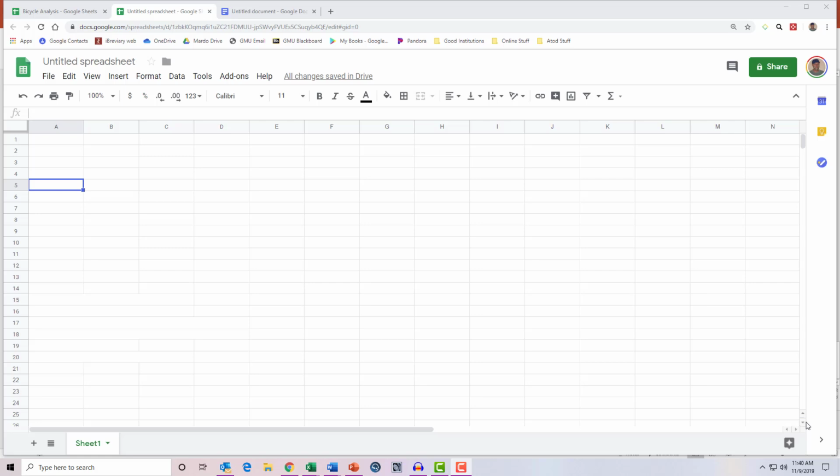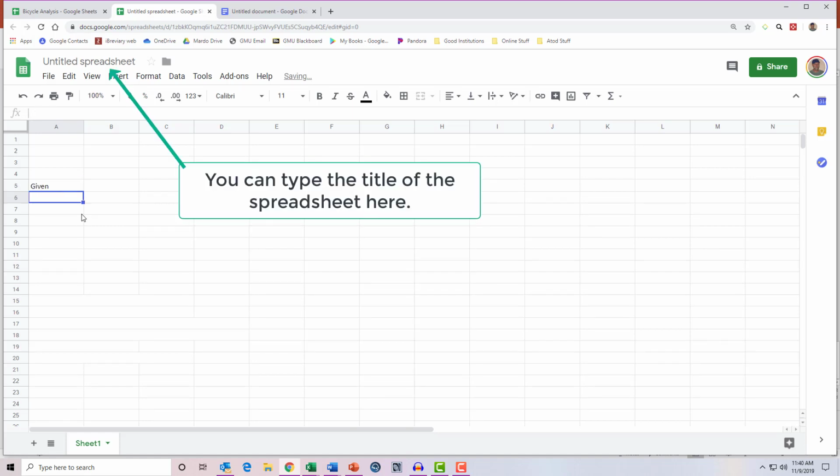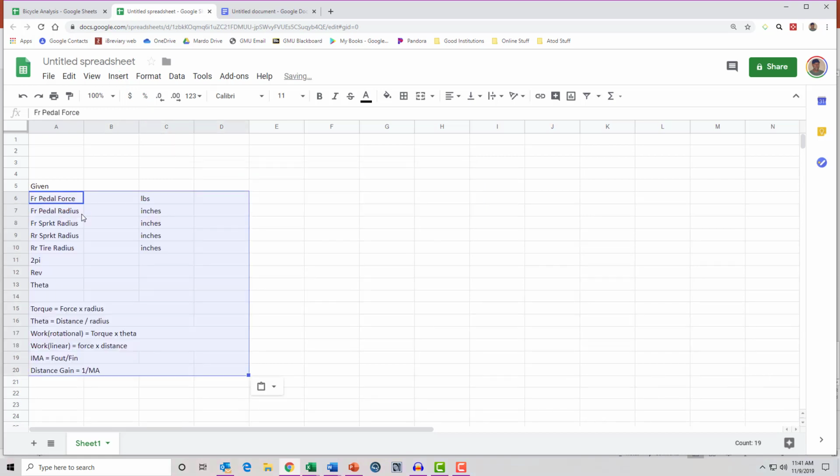Okay, welcome to this lecture on bicycle analysis and Google Spreadsheets. We're going to learn both. This is a Google spreadsheet. If you'll notice, spreadsheets have things called cells. This is cell A5, B6, and so on and so forth. So right now in cell A5, we're going to type the word given. Hit enter, and I'm going to just bring up some other stuff right now.